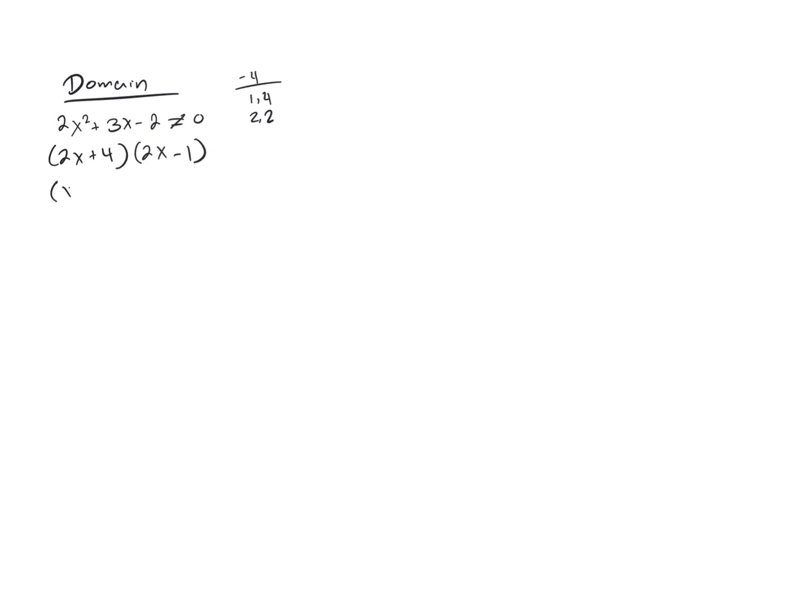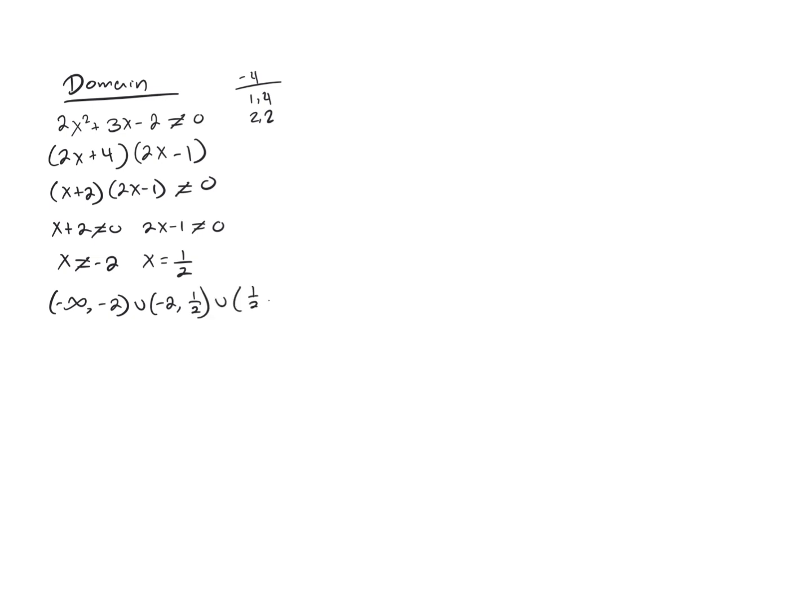And this simplifies to x plus 2, 2x minus 1 cannot equal 0. You're going to set each parentheses to not equal 0, and you're going to solve for them. x cannot equal negative 2, and x cannot equal a positive half. So you're going to write the domain in interval notation. That's going to look like negative infinity, comma, negative 2, union, negative 2, comma, a half, union, a half, comma, infinity.